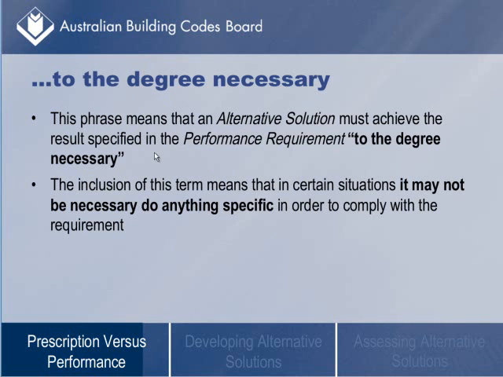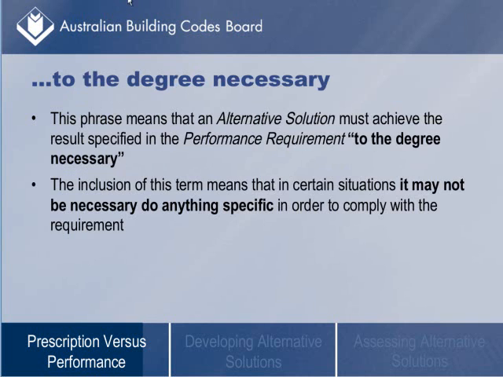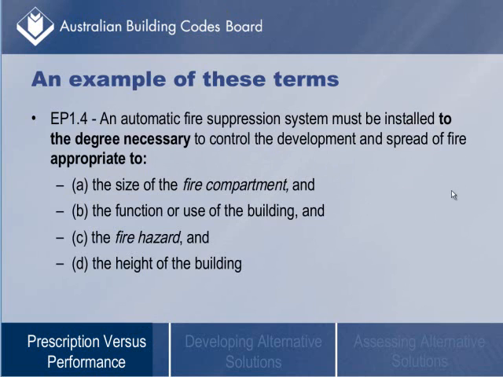So if we look at those ones again, to the degree necessary, it means that you may have some flexibility in how you apply that performance requirement. Appropriate to means that practitioners must consider all criteria listed under that phrase when developing or assessing an alternative solution. So you don't have any flexibility in that one, whereas in this one, you may have some flexibility to the degree necessary. Okay, so does everybody understand that?